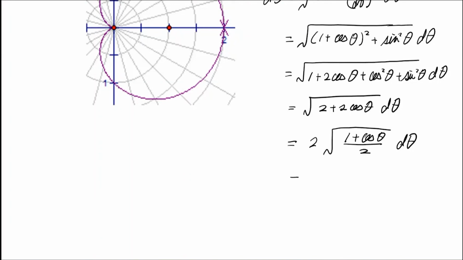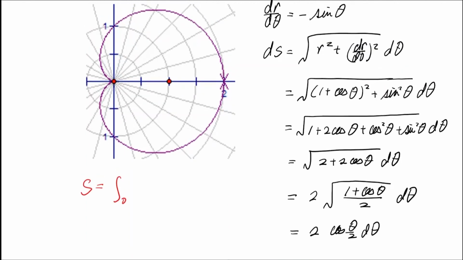Okay, so this is now nice. This is 2, and then cosine θ over 2 dθ. Oh, that's very nice, isn't it? So the only thing we have left is to integrate. So let's integrate. So our s, I'm going to do it here, is from 0 to, at what angle does this thing go all the way around and then enter the pole now?